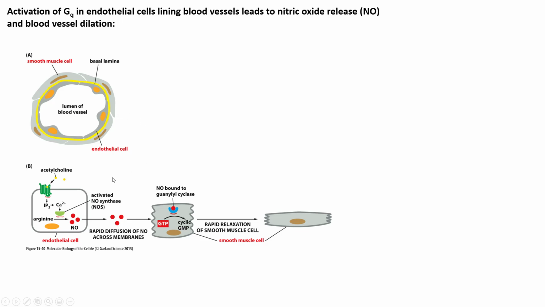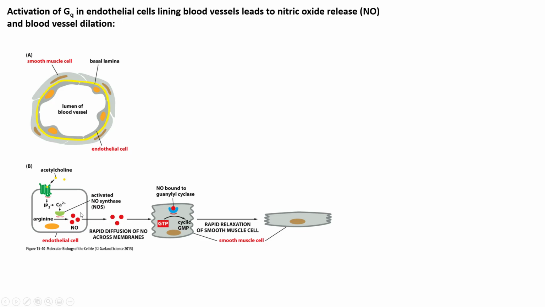Now, this signaling pathway involves two cells, where the initial signaling molecule, acetylcholine, is going to interact with its receptor on the endothelial cell. So that's the cells that actually have their apical side facing the lumen of the blood vessel. And the activation of the signal transduction pathway in the endothelial cells by acetylcholine will lead eventually to NO release by the endothelial cell. Now, NO is a small nonpolar molecule, and it will simply diffuse out of the cell, as small nonpolar molecules do, and go down its concentration gradient.